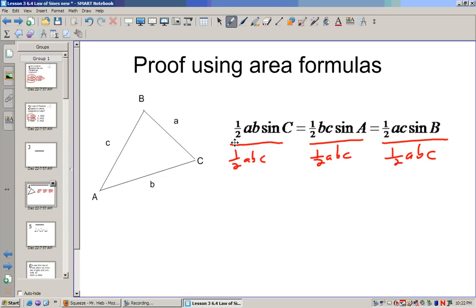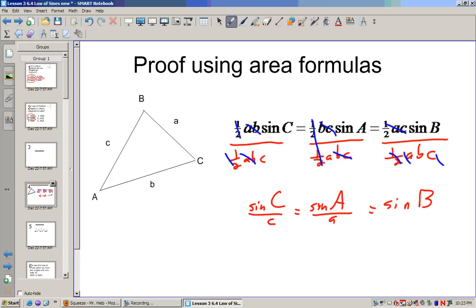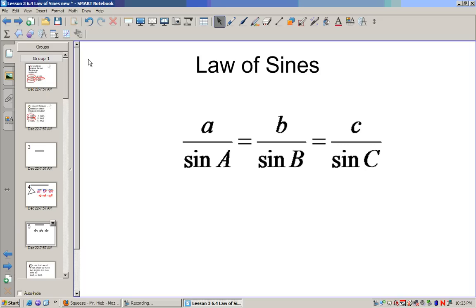And let's look at what happens. The 1/2 will cancel out, the AB will cancel out, the 1/2s and the BCs, and the 1/2 and the AC. And what's left over is the sine of C over C is the sine of A over A, which equals the sine of B over B. Now, sometimes you'll see it written like this, and other times you'll see it flipped over where it looks like this. Either of them will work just fine.